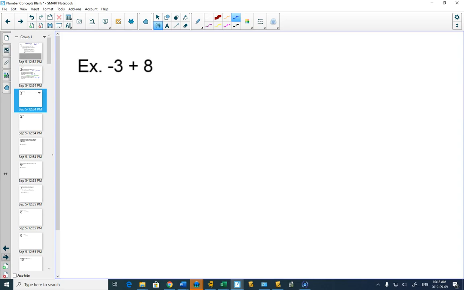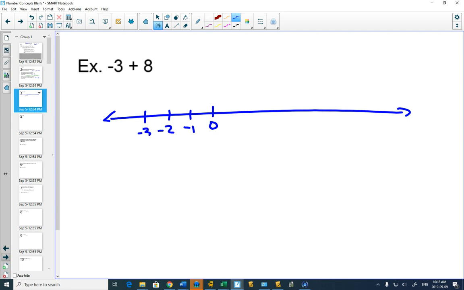So if we were using our number line, -1, -2, -3, this is where we're starting. We're starting at -3. And the plus sign means we need to add, and every time we add, we move to the right, because we're making it bigger. So if I add 8 to -3, where am I going to end up if I move 8 spots to the right?